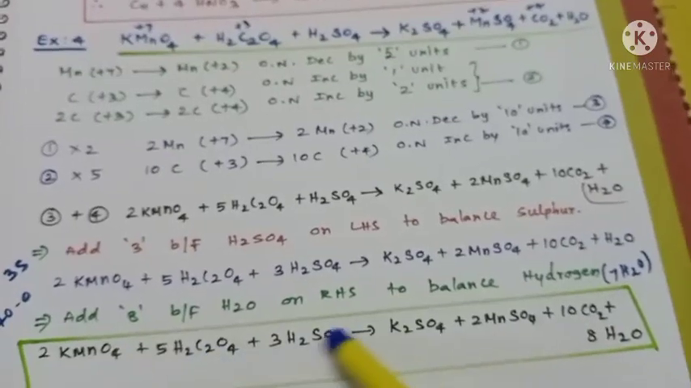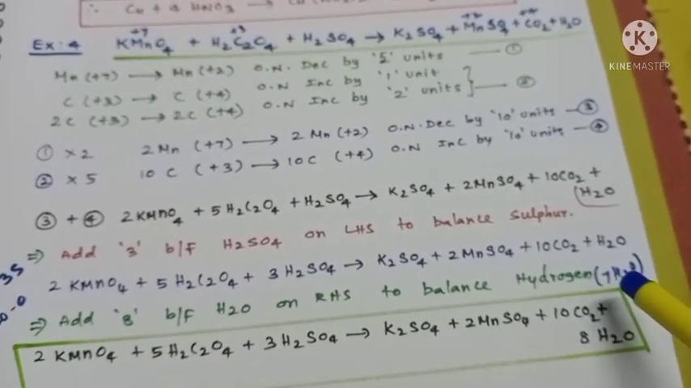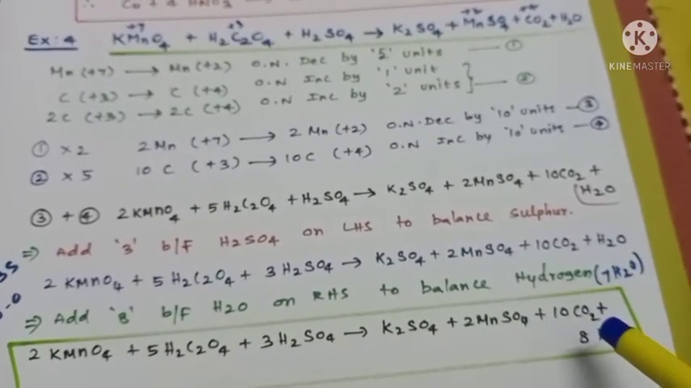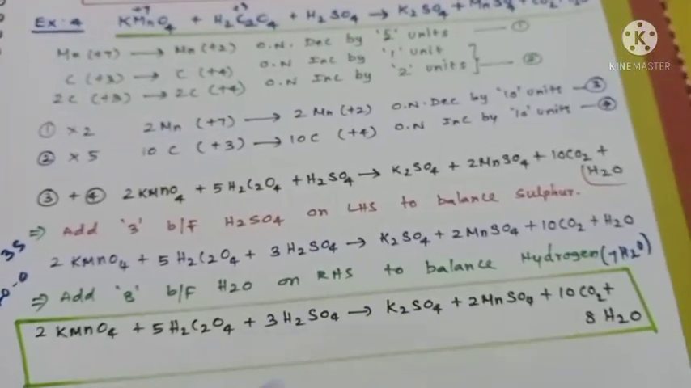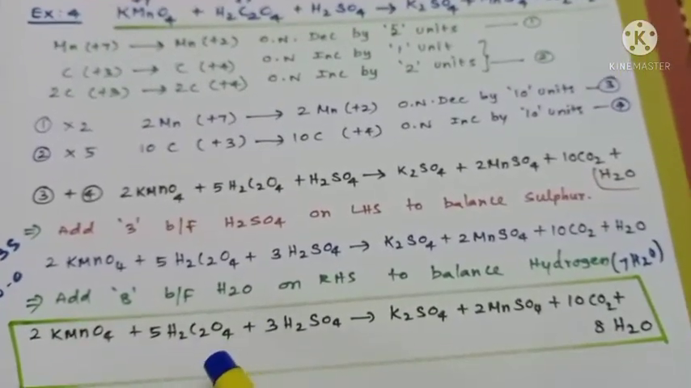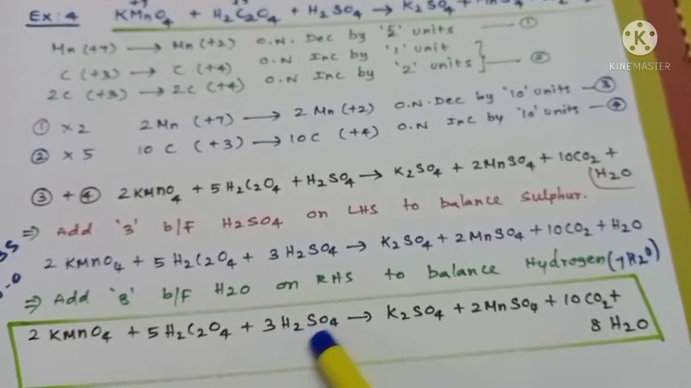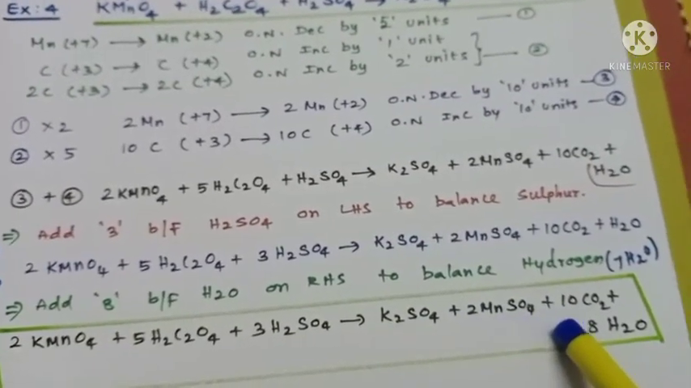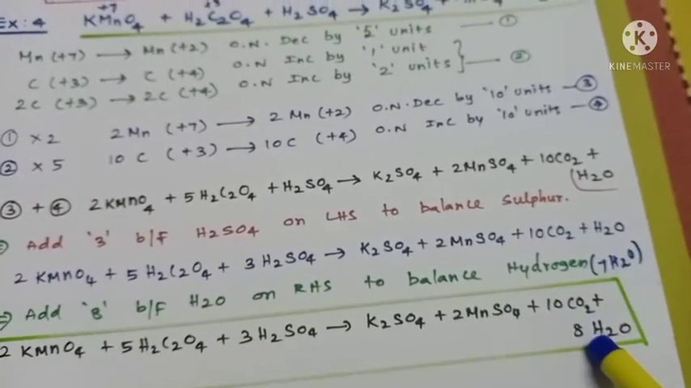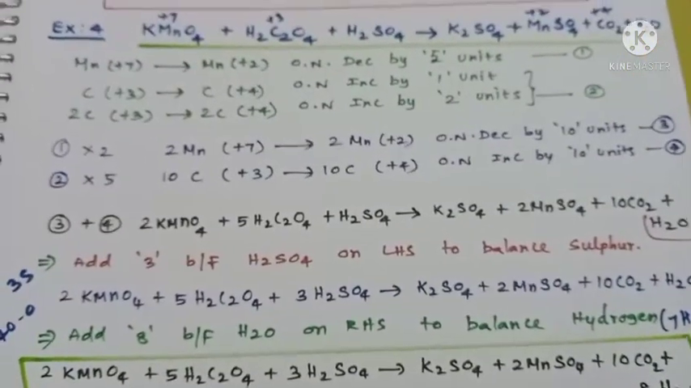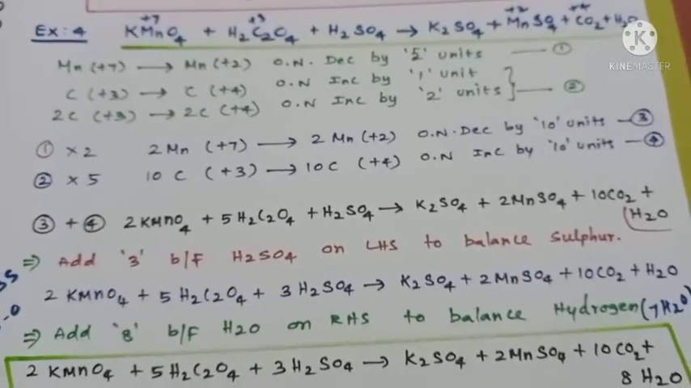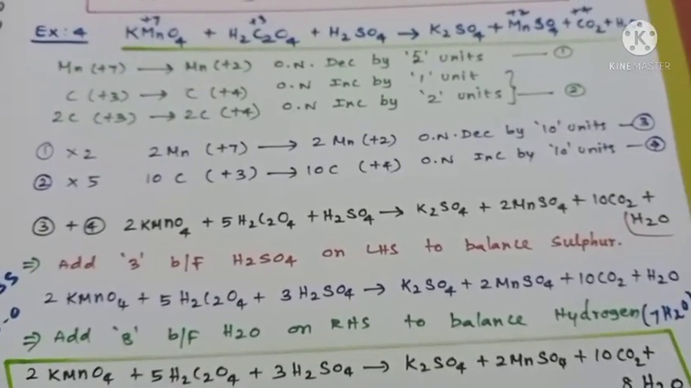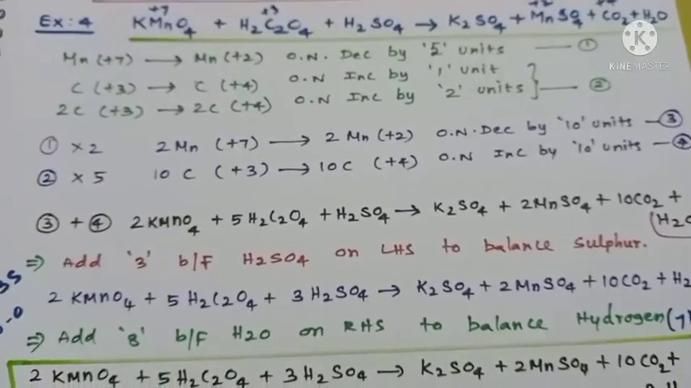So this is the final equation. Once we add H2O, automatically the hydrogen also gets balanced. So the final equation is: twice KMnO4, 5 times H2C2O4 plus 3 H2SO4 gives K2SO4 plus twice MnSO4 plus 10 CO2 plus 8 H2O. I hope you understood how to do the balancing of chemical equations based on oxidation number. Thank you.